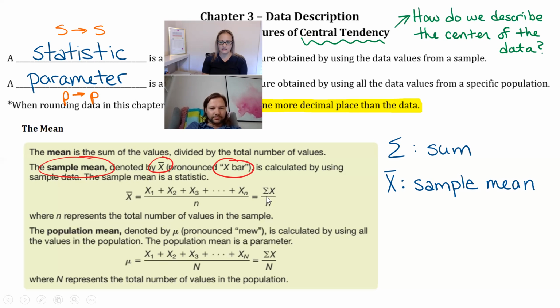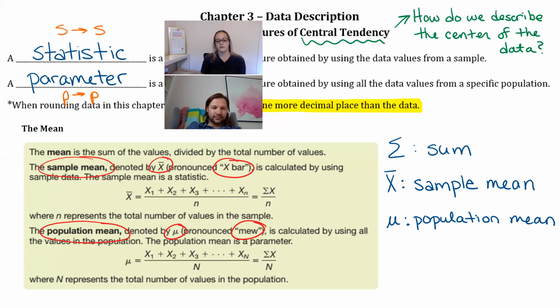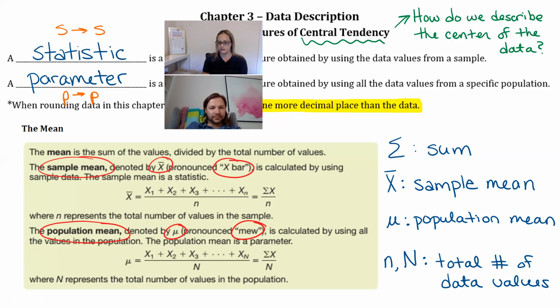If you look in these formulas here, you'll see this Greek letter sigma. That just stands for sum. So that just is telling you to add up all of those values. And then for population mean, we're going to use the Greek letter mu. So X bar goes with the sample, mu goes with the population. And then whether you see a lowercase n or a capital N throughout this entire semester, that's just always going to stand for the total number of data values.